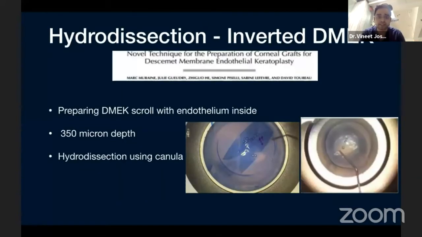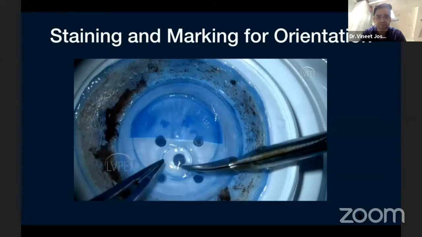And a similar technique was a hydrodissection, which was an inverted Descemet's membrane technique by Dr. Mark Muren, where he uses hydrodissection and places the Descemet's membrane scroll inverted, where the endothelium is inside. I mean, even this is used in pre-stripped tissues.